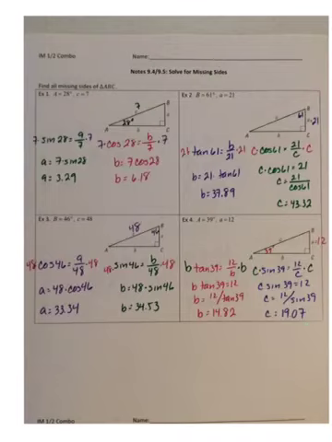All right, so that's how you find the missing side of a right triangle if you have an angle and one of the sides. All right, good luck everybody.